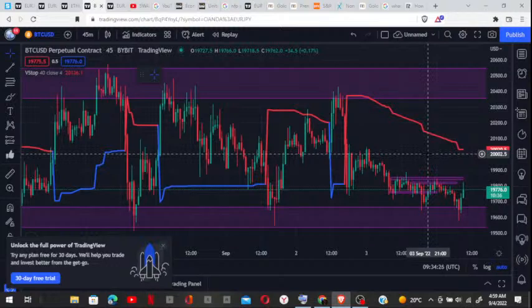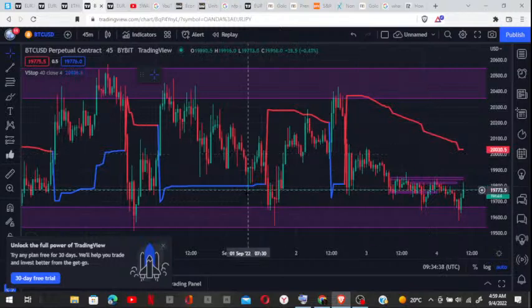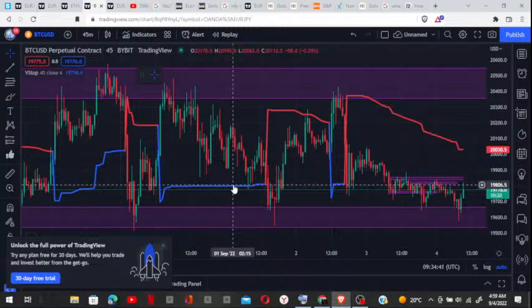So guys, yesterday we were analyzing BTCUSD, and let me just give you an overview of what we have. We have the volatility stop as our indicator, but today I want to add another indicator that we can always use whenever we want to check the buys and the sells in the market.